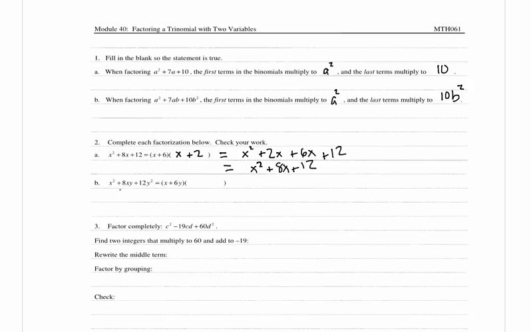And in B, we have x squared plus 8xy plus 12y squared, and our first factor is x plus 6y, and we know that the first two terms need to multiply together to x squared, so we have x times x would be x squared. And now our last two terms need to multiply together to give us 12y squared, and we already have 6y. So if we were to do 12y squared divided by 6y, we would get 2y. And now let's multiply these together to make sure that we get back to our original trinomial. So we have x squared plus 2xy plus 6xy plus 12y squared, and that's equal to x squared plus 8xy plus 12y squared.